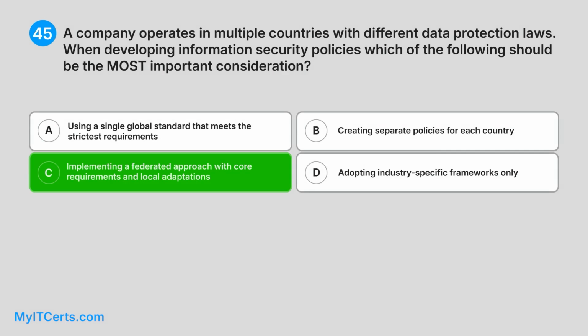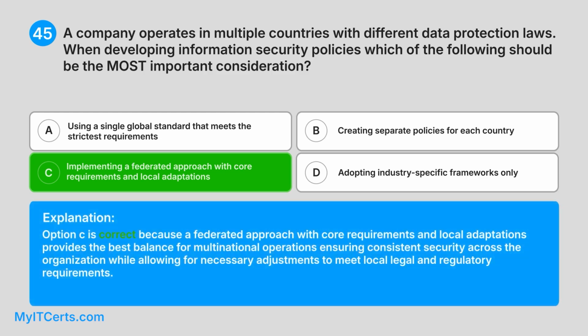Correct answer. C. Implementing a federated approach with core requirements and local adaptations. Explanation. Option C is correct because a federated approach with core requirements and local adaptations provides the best balance for multinational operations, ensuring consistent security across the organization, while allowing for necessary adjustments to meet local legal and regulatory requirements.